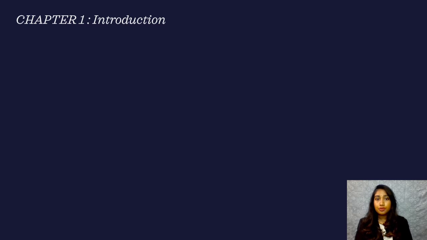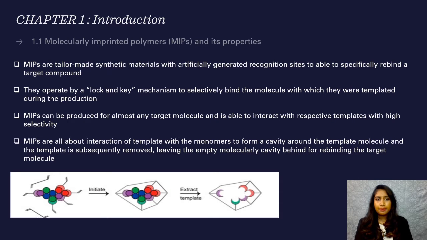My introduction contains a few subtopics, the first one being molecularly imprinted polymers, MIPs, and its properties. MIPs are tailor-made synthetic materials with artificially generated recognition sites to be able to specifically rebind to a target compound. They operate by a lock and key mechanism to selectively bind the molecule which they were templated during the production. MIPs can be produced for almost any target molecule and is able to interact with respective templates with high selectivity.